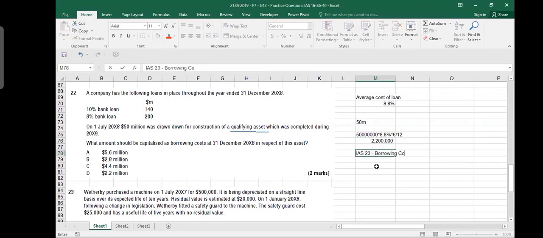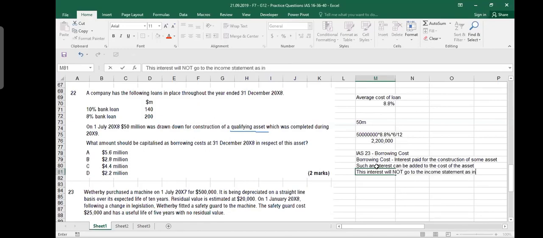The standard is about borrowing cost. We did the standard before, and if you watch the video, you would understand, but I'll just make a quick recap. Borrowing cost means interest paid for the construction of some asset. Such interest can be added to the cost of the asset. This interest will not go to the income statement as interest expense. Instead, it will be added to the asset in the balance sheet. Do you understand?